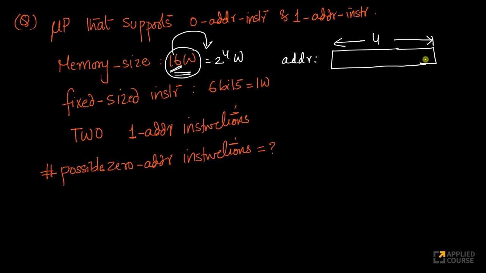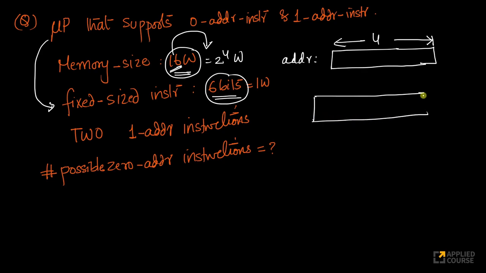So my address itself is 4 bits. Now this microprocessor has fixed size instructions of 6 bits, not 16 bits. So my instruction size is 6 bits. Now it says my microprocessor has 2 one address instructions, and the question we are asked is the total number of possible 0 address instructions. Let's solve this. This is very simple.